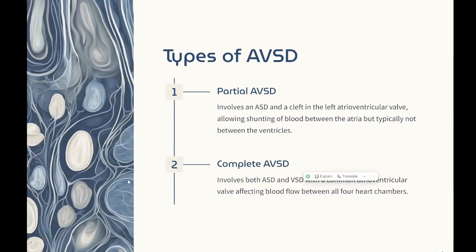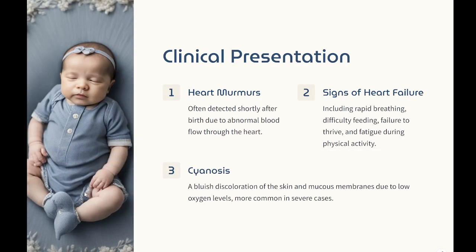Types of AVSD. 1. Partial AVSD involves an ASD and a cleft in the left atrioventricular valve, allowing shunting of blood between the atria but typically not between the ventricles. 2. Complete AVSD involves both ASD and VSD with a common atrioventricular valve affecting blood flow between all four heart chambers. Clinical presentation: heart murmurs, often detected shortly after birth due to abnormal blood flow through the heart.